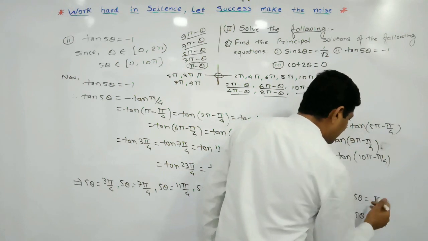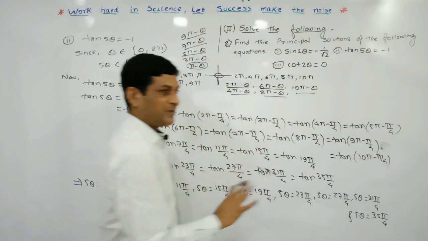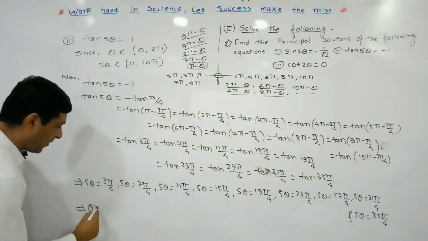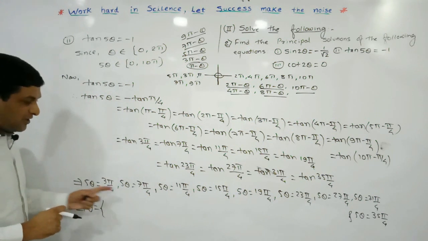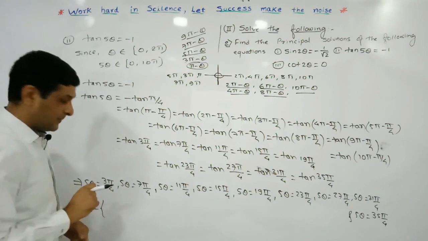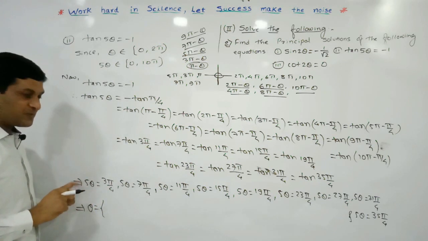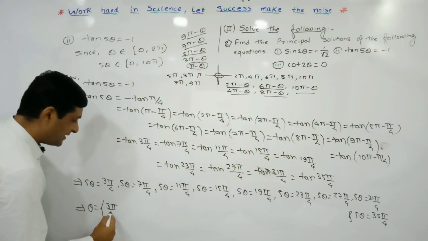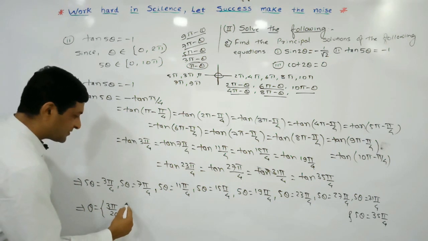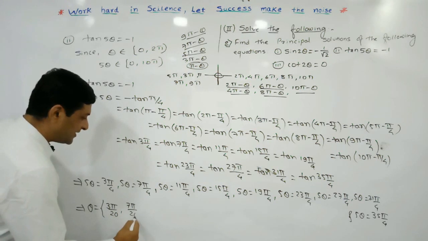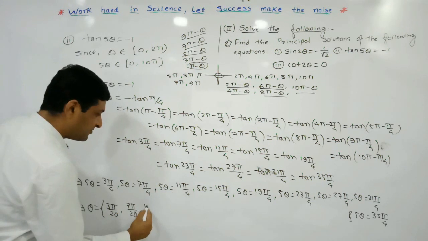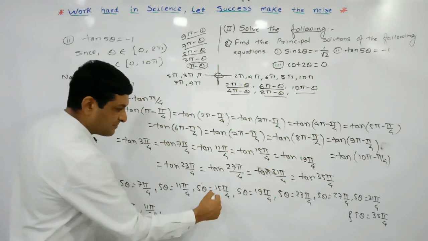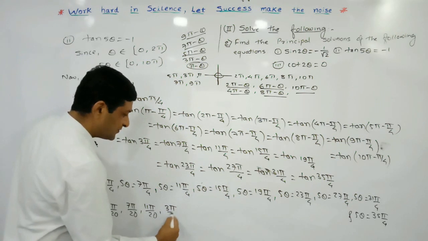So here we are getting 31 pi by 4. In this way we have got the values of phi theta. So now we are collecting all these values in one set, but instead of phi theta we are collecting the values of theta. To get the first value of theta, we are dividing both sides by phi. So here we will get 3 pi by 20. Here we will get 7 pi by 20. Here, dividing both sides by 5, we will get 11 pi by 20. Here, dividing by 5, we will get 3 pi by 4.